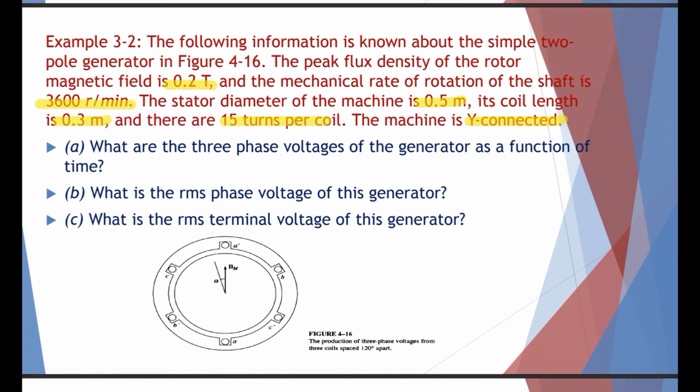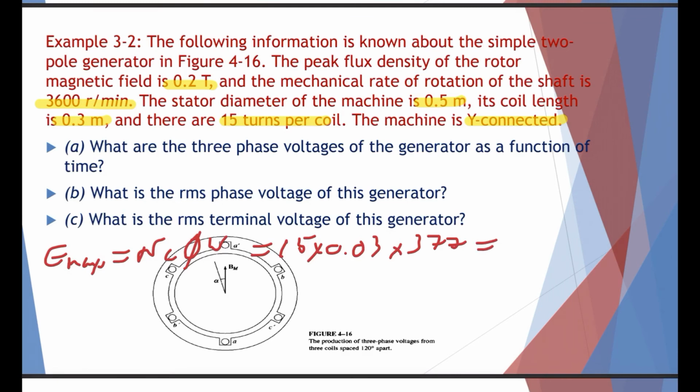The magnitude of peak phase voltages: E max is equal to N C flux omega, where the number of turns we have here is 15, multiplied by 0.03, this is the flux we already calculated, multiplied by omega, already changed to rad per second, 377. The voltage will be 169.7 volt.